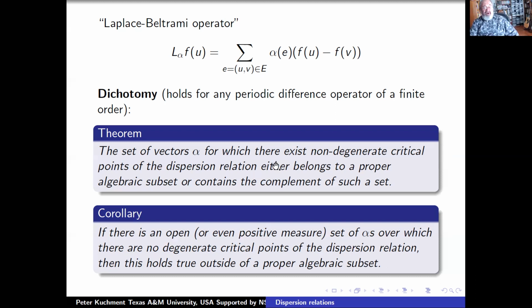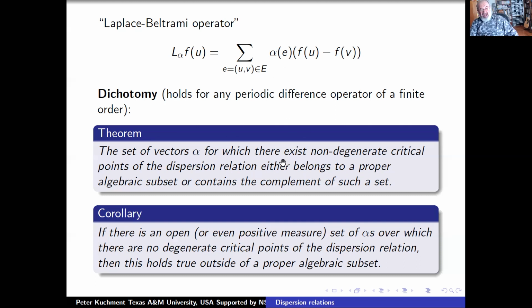And first, you look at the values of alpha. Alpha is in a 9-dimensional space now. And I want to look at alphas for which the dispersion relation doesn't have any degenerate critical points, not just maximum, minimum, but all critical points. And a simple algebraic geometry statement is that there is a dichotomy. There are two options. Either for almost all alphas, the edges are non-degenerate, or for almost all alpha, there is a degenerate edge. And almost means the following.